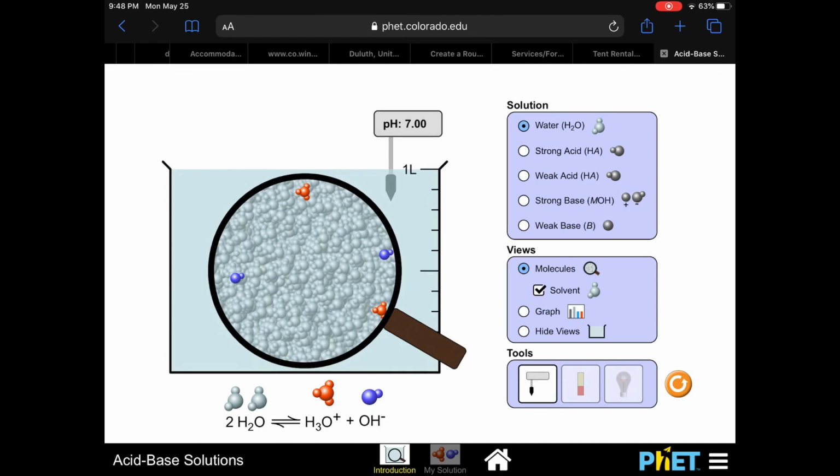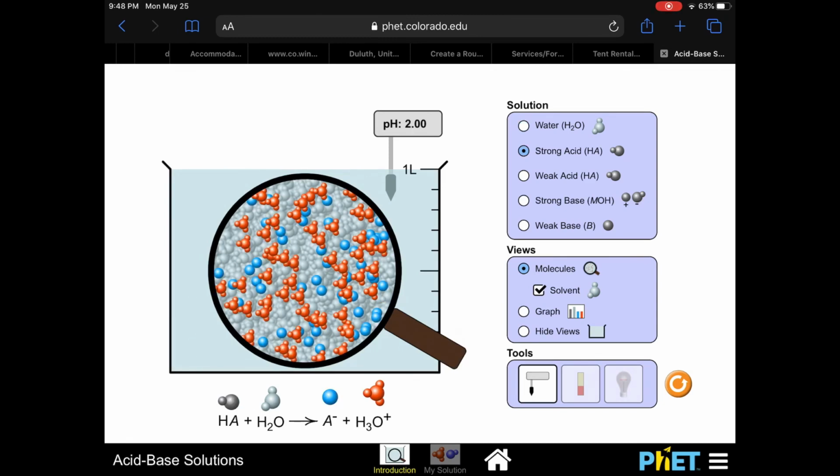What would happen if we have a strong acid? Notice that, I'm going to get rid of our water now. Notice that everything is dissociated into the red hydronium ions, and then we are left over with some A-. These are our anions that are negatively charged. Our pH is 2 because this is a strong acid. It's totally dissociating. It's based on the number of hydronium ions that are in concentration.